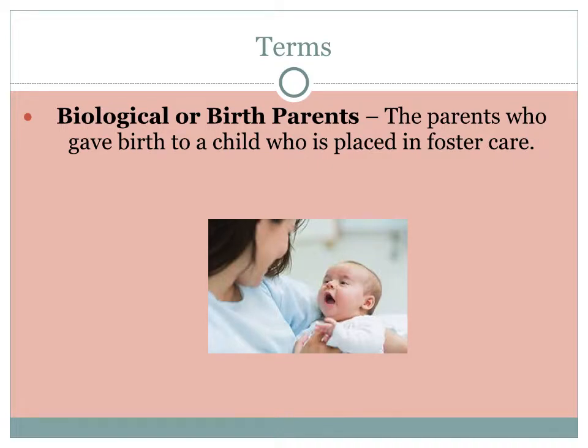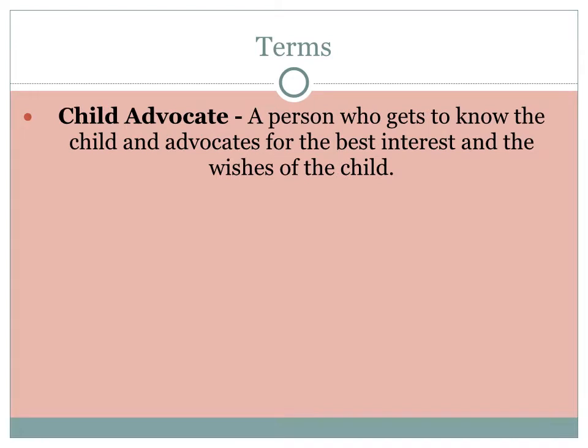Biological or birth parents. A biological or birth parent is the parents who gave birth to a child who was then placed into the foster care system. Child advocate. A child advocate is a person who gets to know the child and advocates or fights, if you will, for the best interest and the wishes of the child he or she is advocating for.